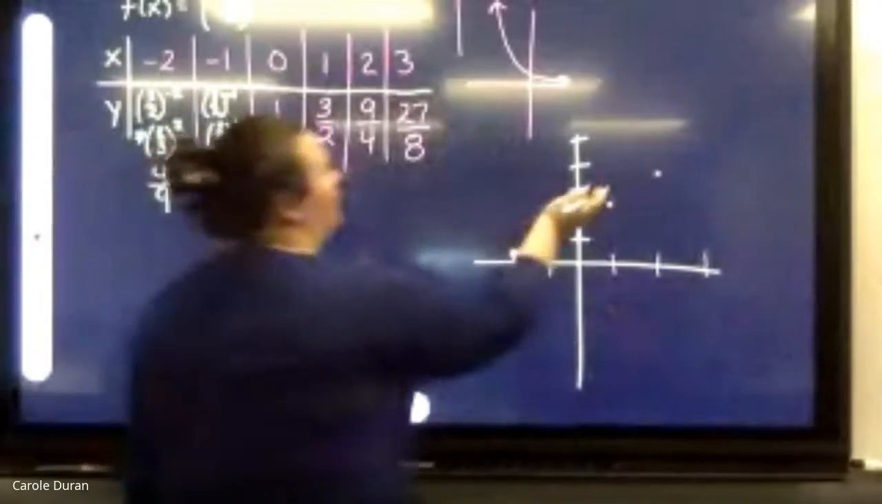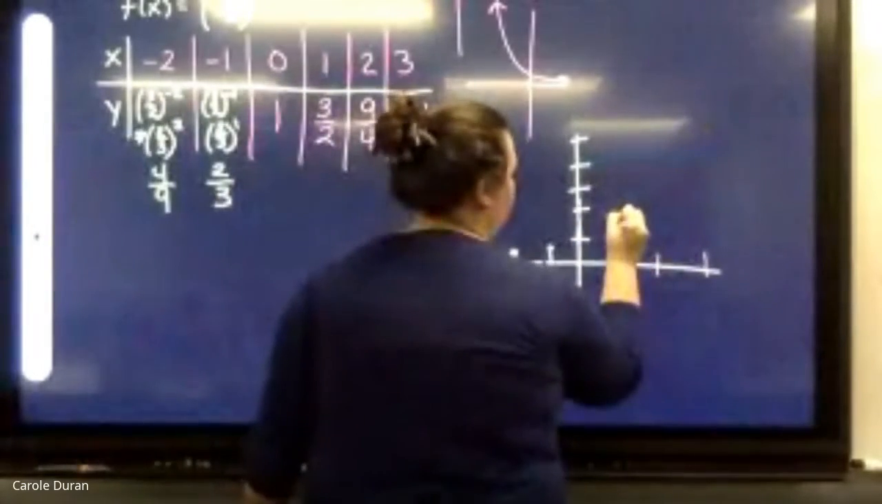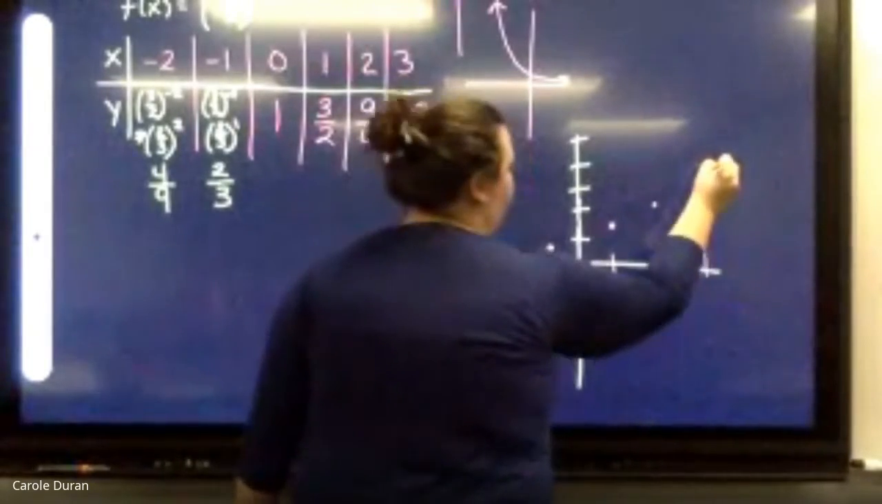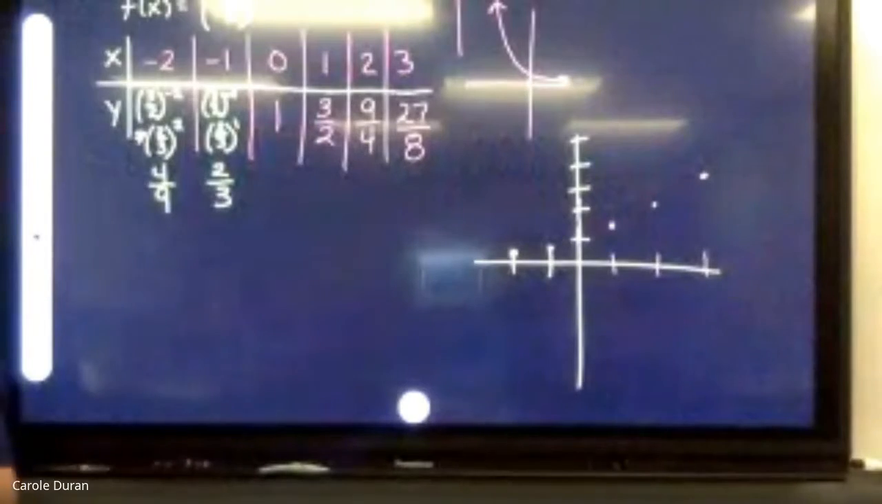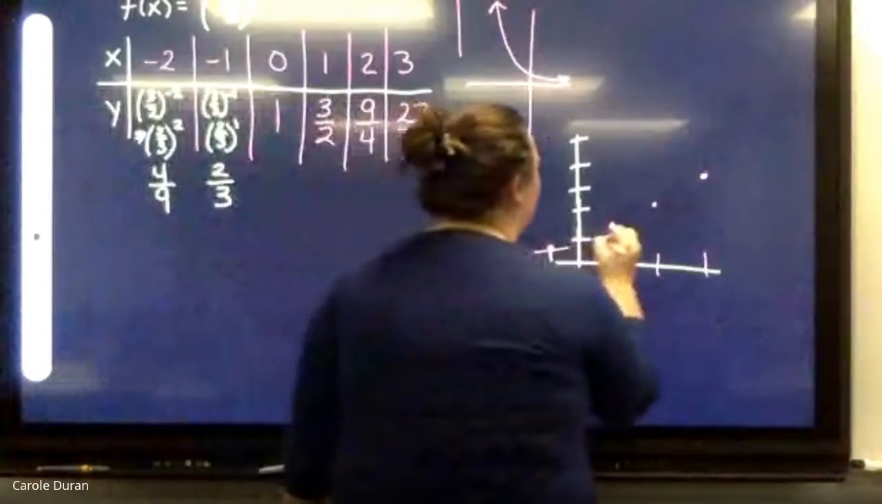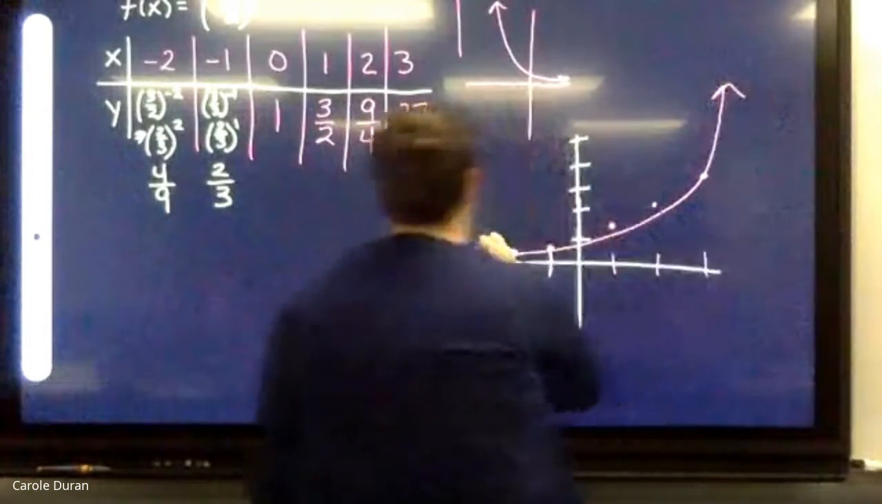I did not do that right. There we go. That's much better. And then I can go ahead and draw the graph, correct? Is this an exponential growth or decay graph? Definitely decay.